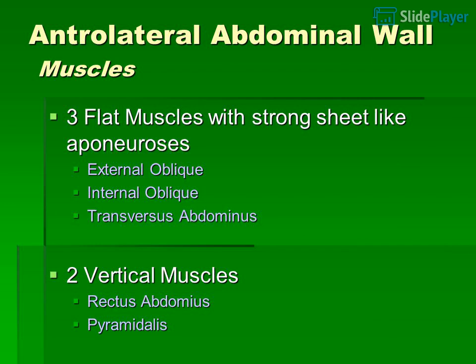Anterolateral abdominal wall muscles: three flat muscles with strong sheet-like aponeuroses, the external oblique, internal oblique, and transversus abdominis; and two vertical muscles, the rectus abdominis and pyramidalis.